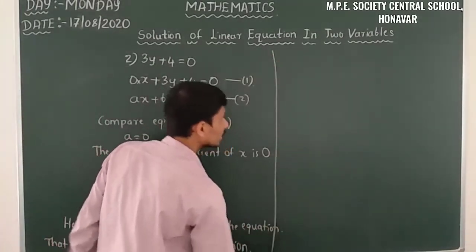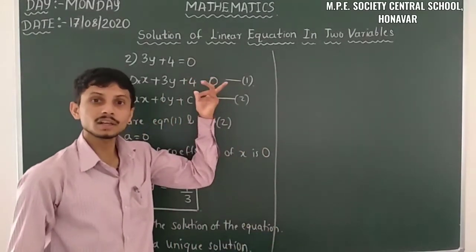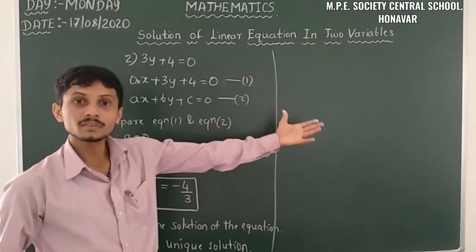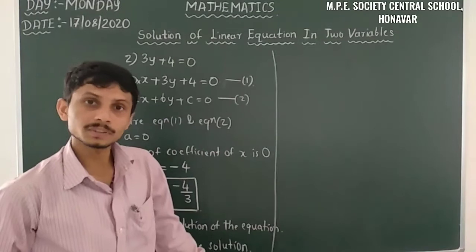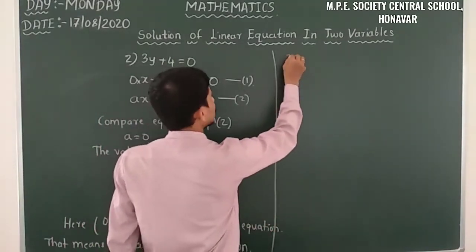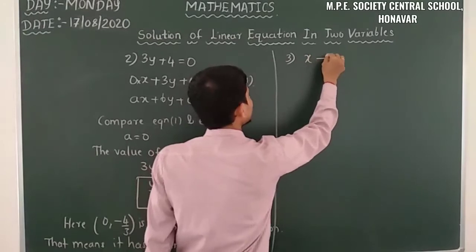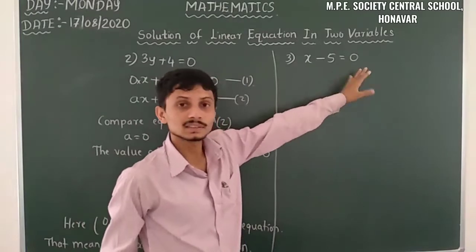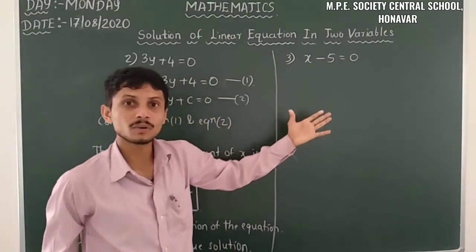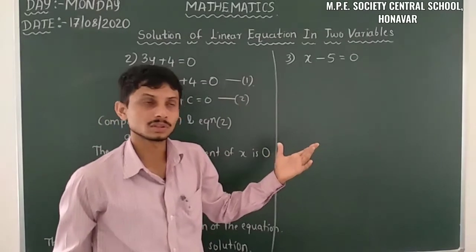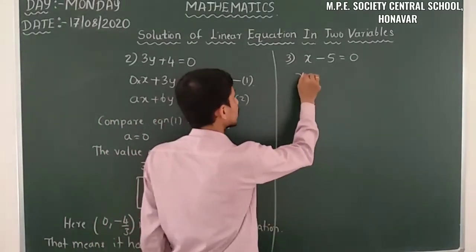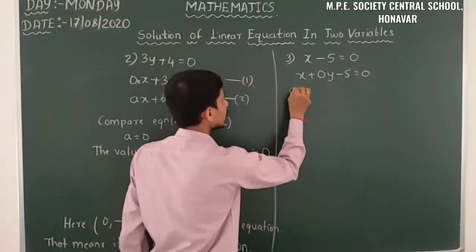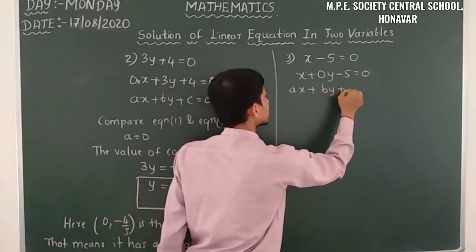A similar example I will take here. So here the coefficient of y is 0. Then we take x minus 5 is equal to 0. So here this is the equation. This is also an equation in the form of ax plus by plus c is equal to 0. So we can write it as x plus 0 into y minus 5 is equal to 0. It's in the form of ax plus by plus c is equal to 0.